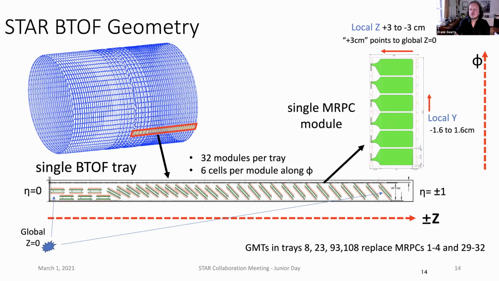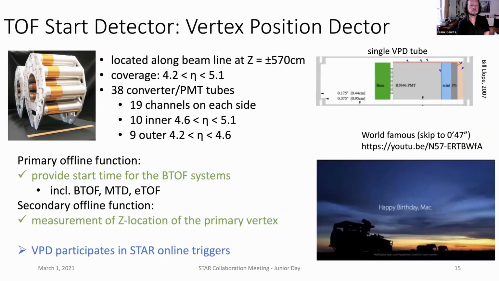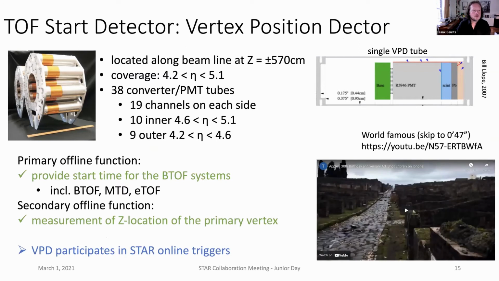Now, like I said, sometimes people use cuts on local Z or local Y in their analysis. Well, we're talking about the barrel time of flight, but actually, the barrel time of flight really, as we'll see, only provides us with a stop signal. For time of flight, you need a start and a stop to actually get a time of flight.